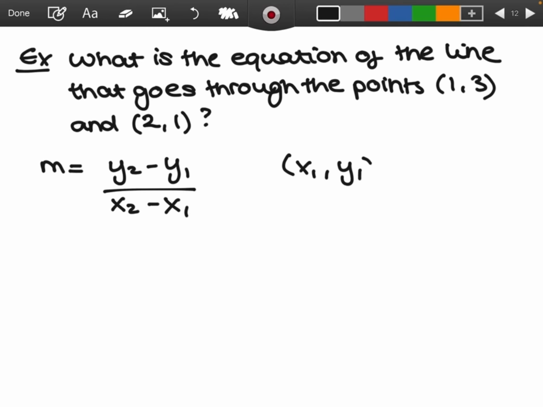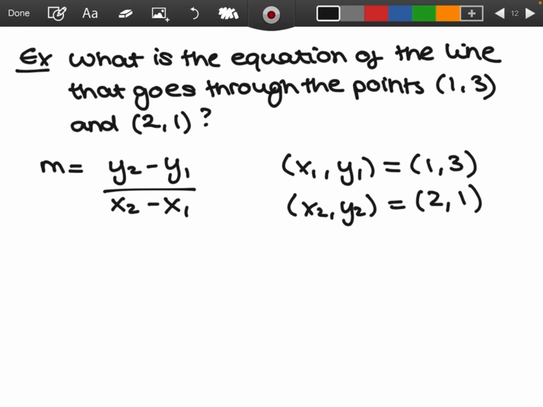So let's go ahead and find it. I'm going to say that x sub 1, y sub 1, I'm going to call that the first point that was given to me. And then x sub 2, y sub 2, it's going to be (2, 1). Again, you can put these the other way around. You would still get the same slope. It doesn't matter. You can try it out if you want. But either way, whichever way you label it, you will still get the same slope m.